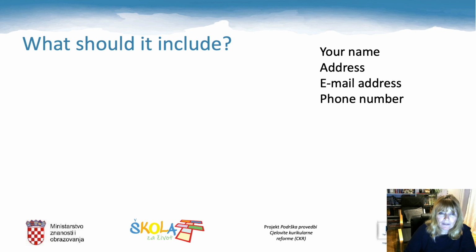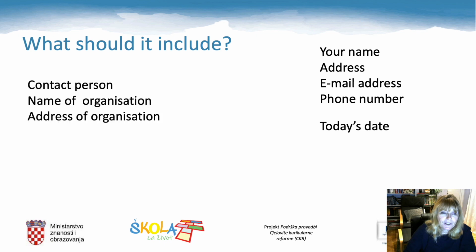Let's see now what a cover letter should include. Your personal details, your name, address, email address, and phone number are usually written in the top right-hand corner of the page. Then skip a line and write the date. You can also write your personal details and the date on the left-hand side of the page. On the left-hand side, there should be the full name of the contact person, the name and the address of the organization or the company you are applying to, and a reference line or subject to tell the recipient what this is about.